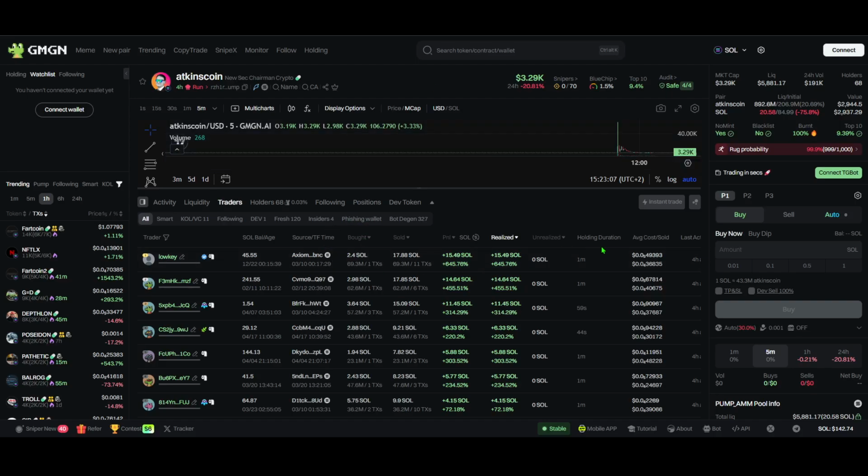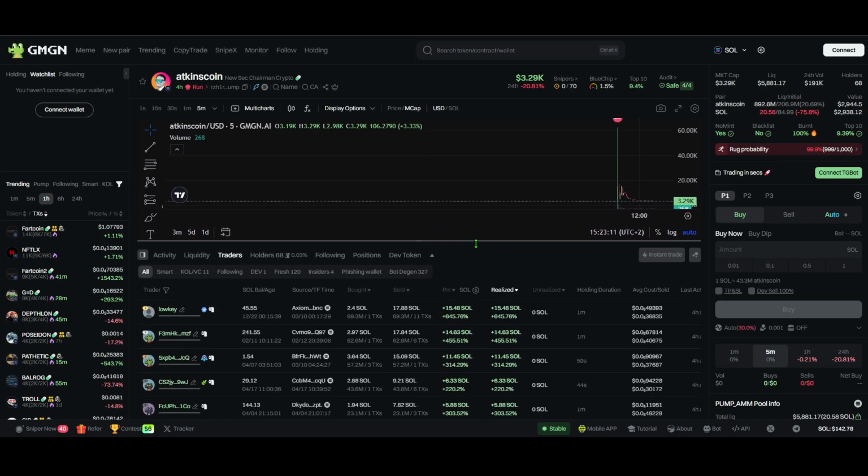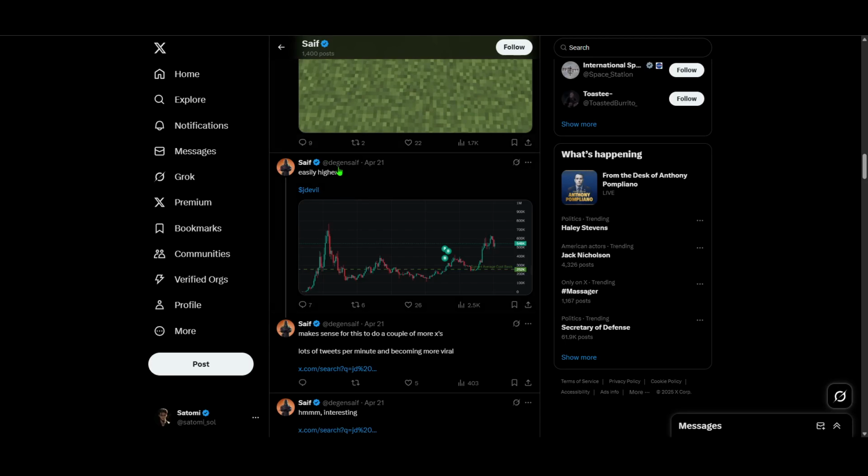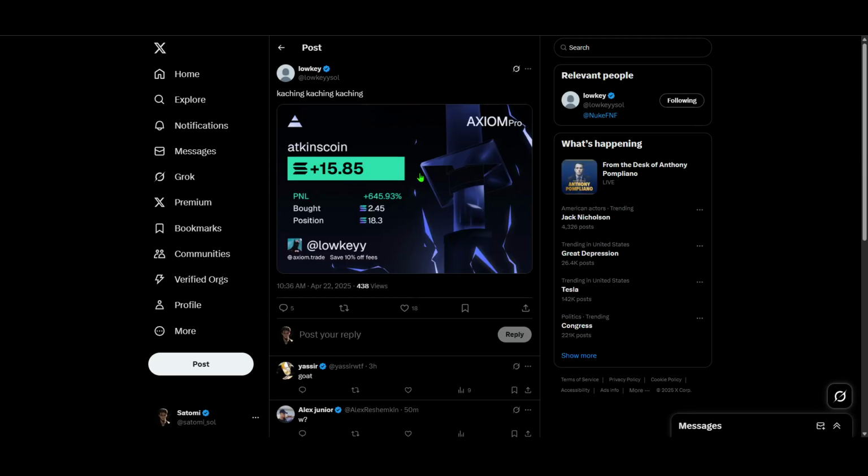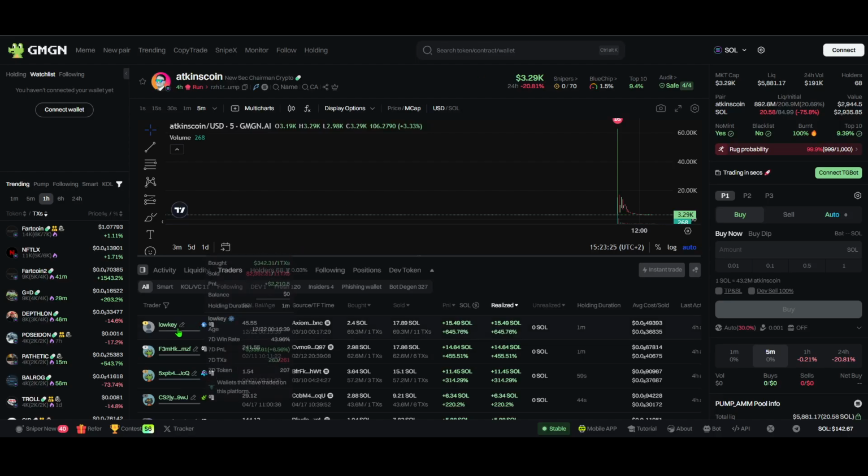So that's basically how you can find insider wallets pretty easily. Of course, these P&Ls are not the only ones. Sometimes people make screenshots of their Phantom wallet or whatever. But this is just one of the ways you can easily find and track insider wallets.